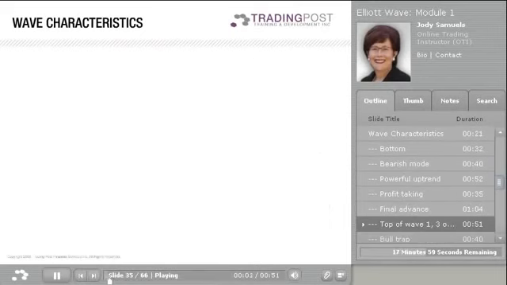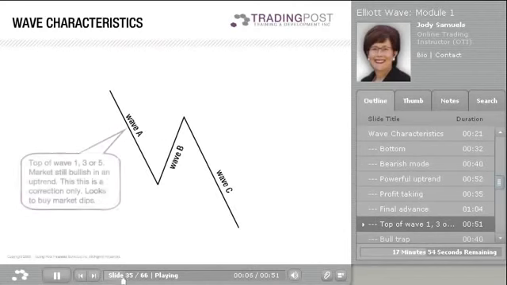Corrective waves have their own characteristics as well. The wave A kicks off the corrective move. Whether it's the 2nd, 4th, or simply the ABC following the larger 5-wave sequence, the characteristics are the same. This is the wave where traders are convinced that this is just a simple pullback before the next leg of the move up in the case of an uptrend.